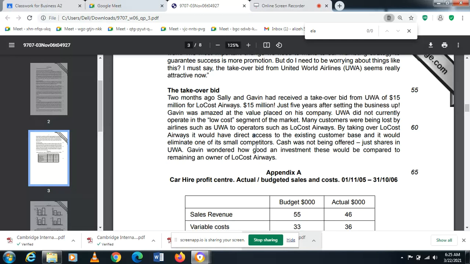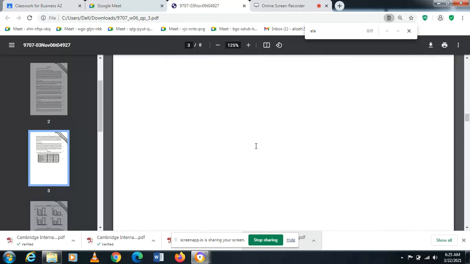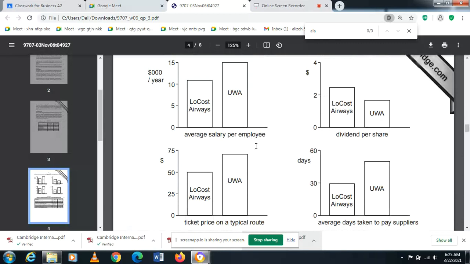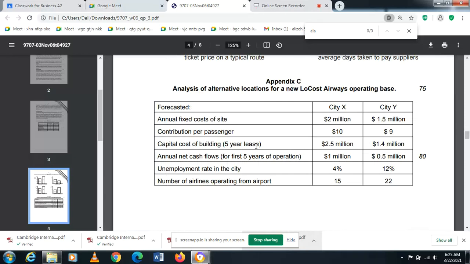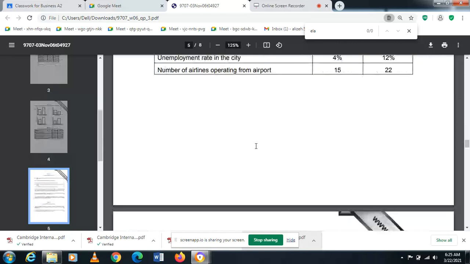However, there's an appendix in which they have given budgeted sales and actual sales, and then there is another appendix which shows the salary of the employees and the dividend per share and the ticket prices, forecast if they have options of going in one city or another city.